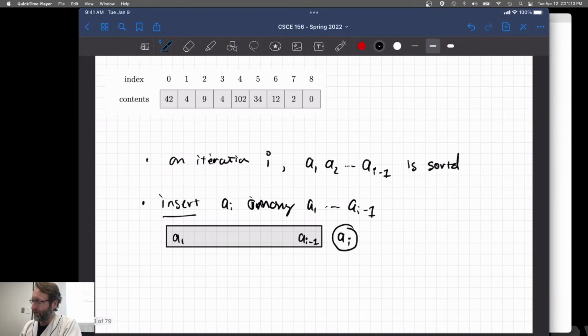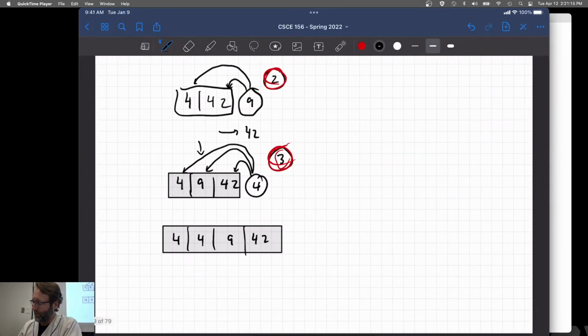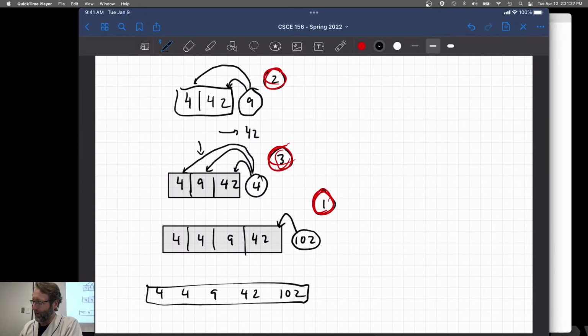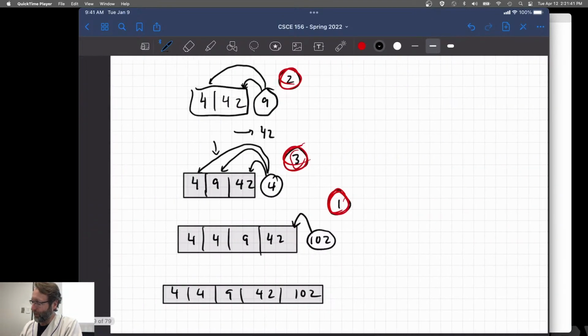What's the next element? 102. How many comparisons do I need to make to shift this down? 1, and then I don't shift it, right? So 1 comparison in this case. Okay? So I'm left with 4, 4, 9, 42, and 102. There we go. Next one is 34.